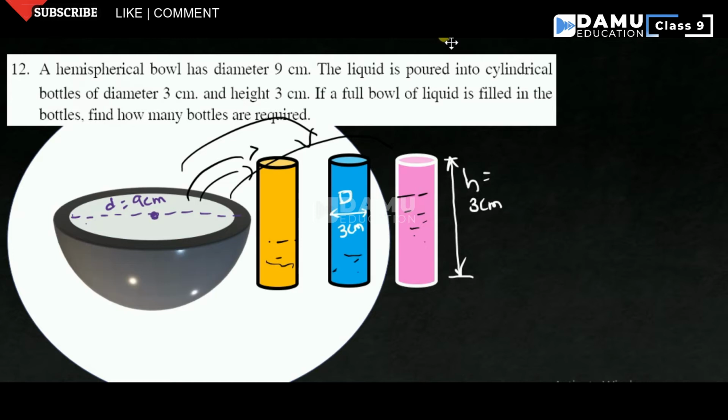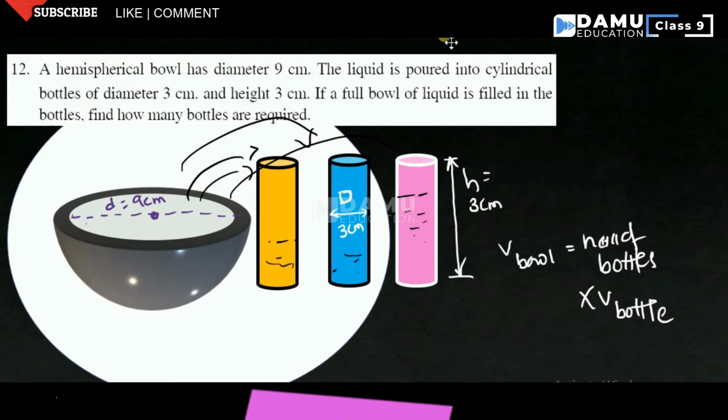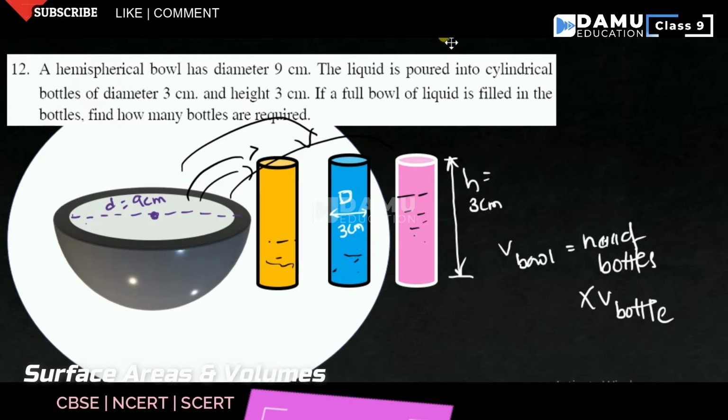So if you find the volume of this bowl, then the volume of the bowl will be equal to the number of bottles into the volume of each bottle. This is the thing you need to understand. If you pour into all the bottles, we need to find the volume of the cylinder, this bottle, and multiply with the number of bottles. So let's take the number of bottles as small n.